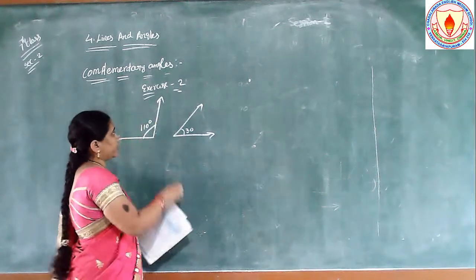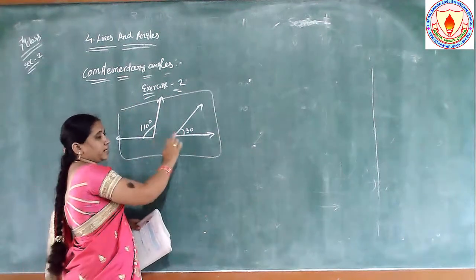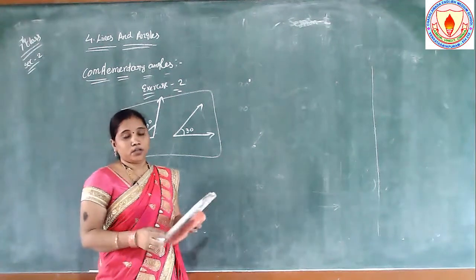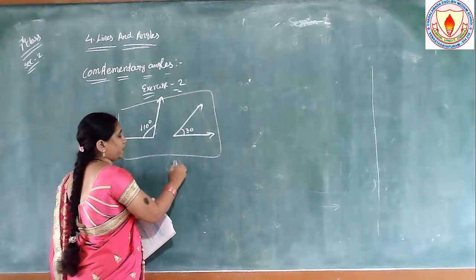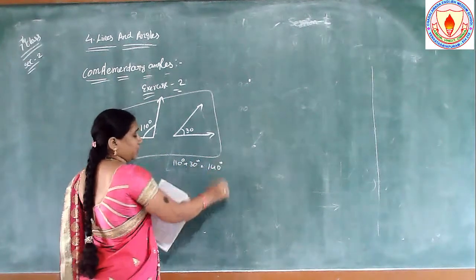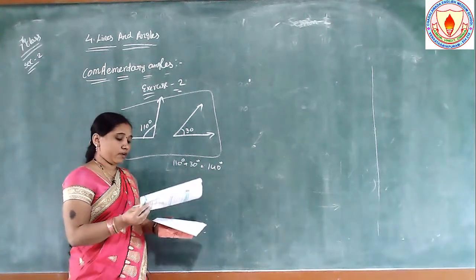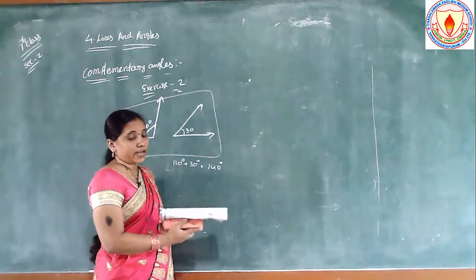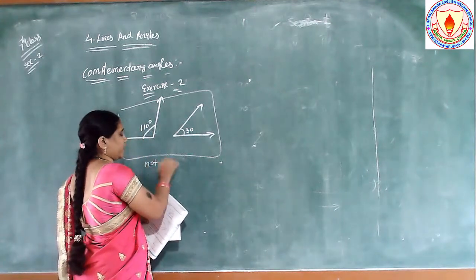Okay, so they have given it in one box. This is one angle and another angle is 30. Is it a complementary angle or not? First we have to add the two angles. 110 plus 30. What is the total? 140. Is it forming complementary angles? No. The total is not 90, so it is not a complementary angle. So you have to write not complementary angles.